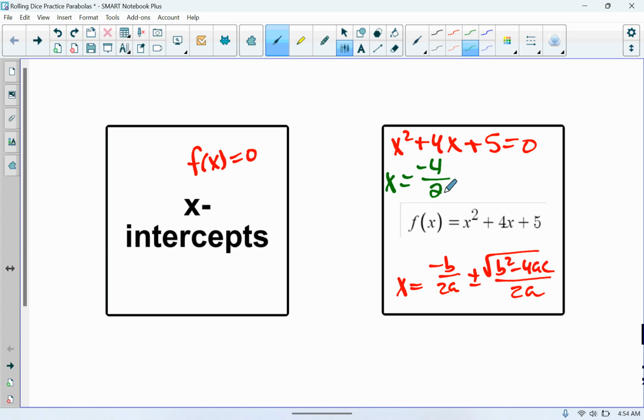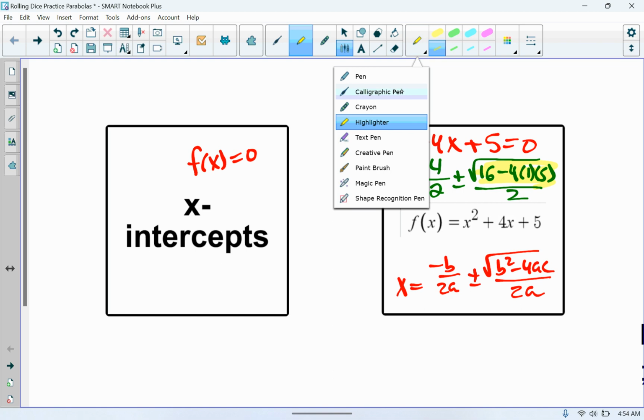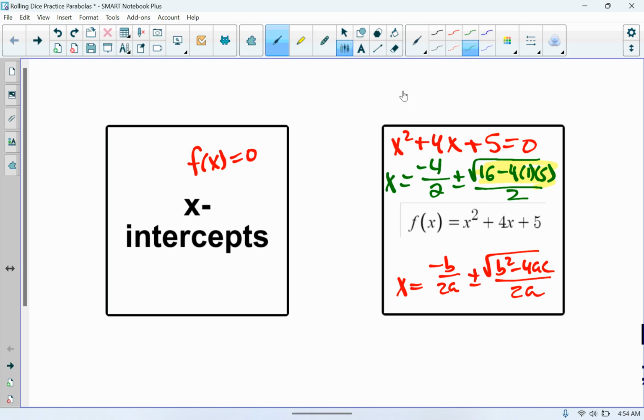Negative 4 over 2 plus or minus square root of b squared minus 4ac all over 2a. So what I'm going to do is look at my discriminant, and I notice that it is 16 minus 20. Well, 16 minus 20 is a negative number. So what that tells me is that this equation has no real solutions. So when I do look at the graph, I'm going to see no x-intercepts, right?